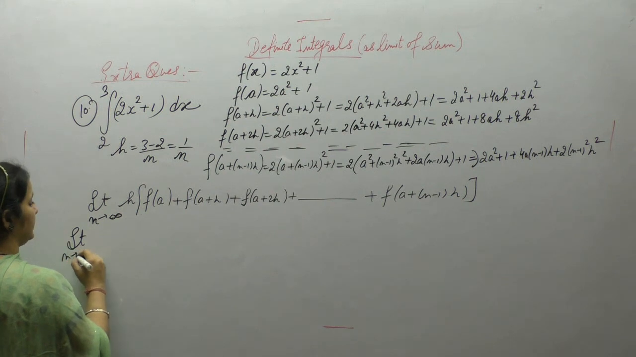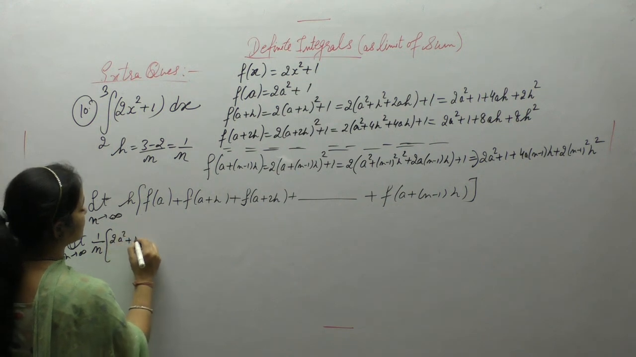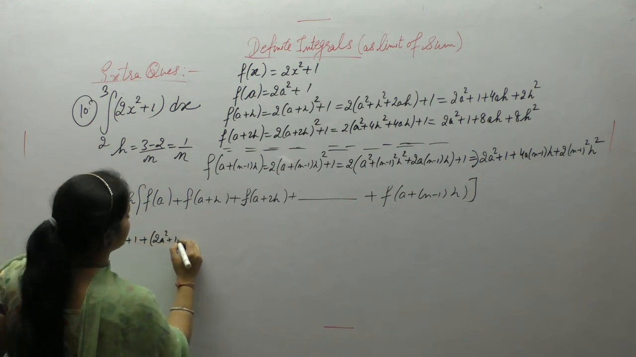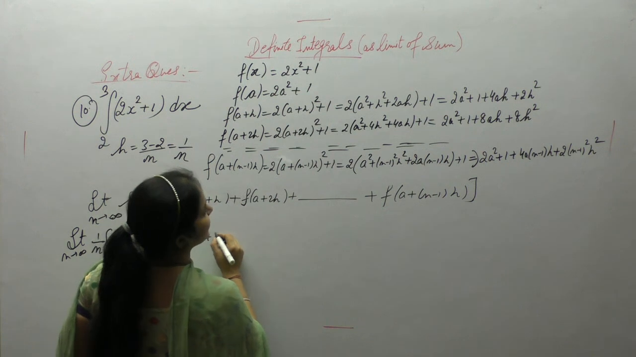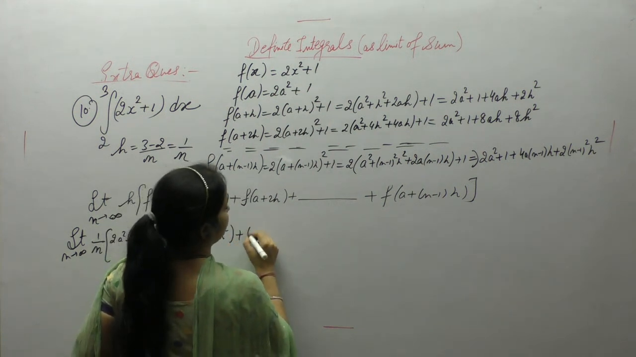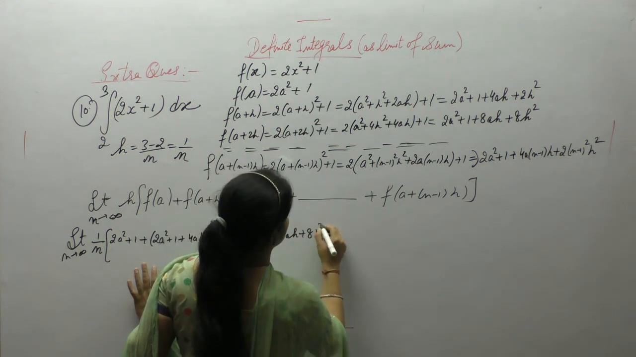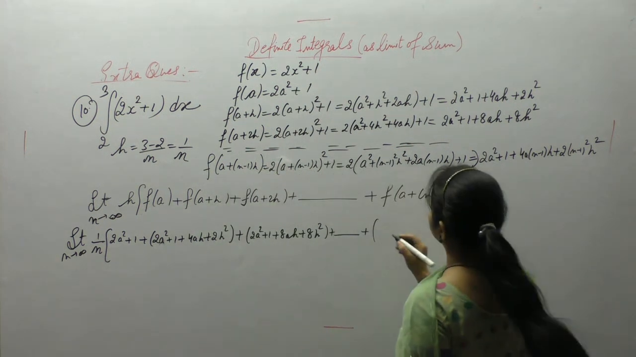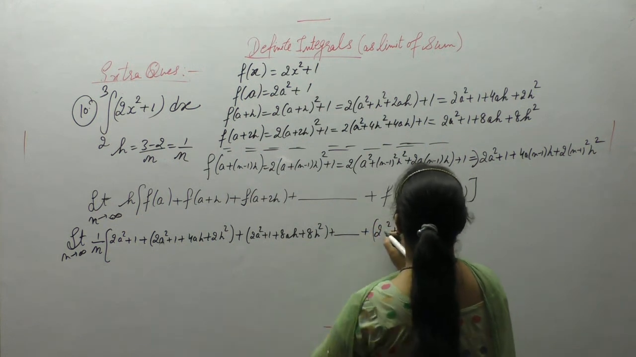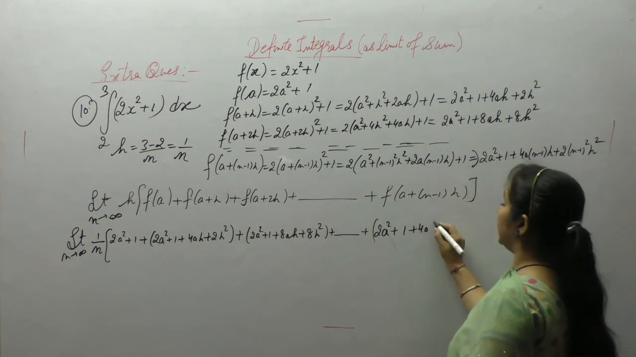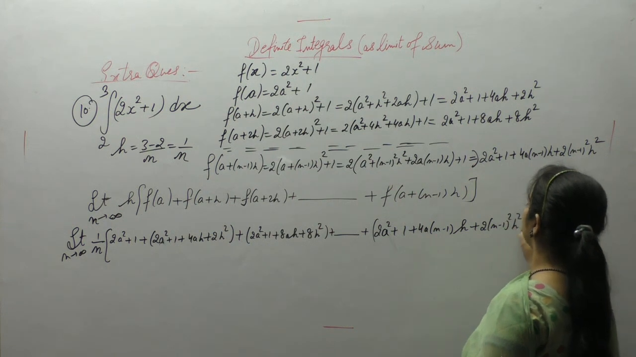Limit n tends to infinity, h is 1 by n, f of a: 2a square plus 1, plus 2a square plus 1 plus 4ah plus 2h square, plus 2a square plus 1 plus 8ah plus 8h square, and so on up to 2a square plus 1 plus 4a n minus 1 into h plus 2 n minus 1 square h square.